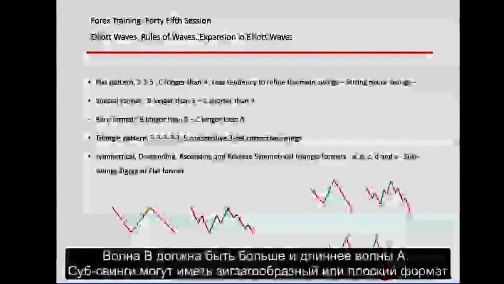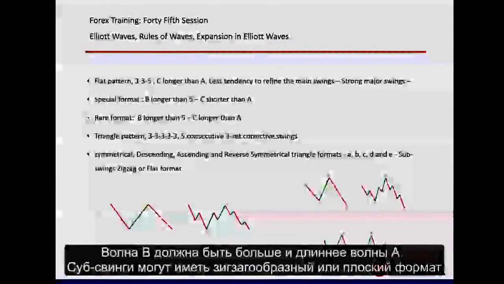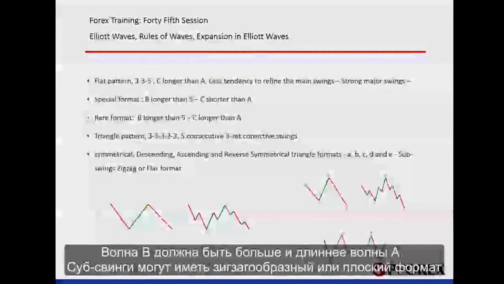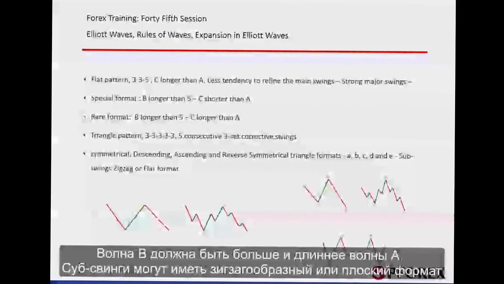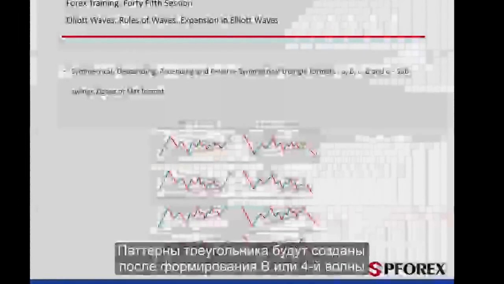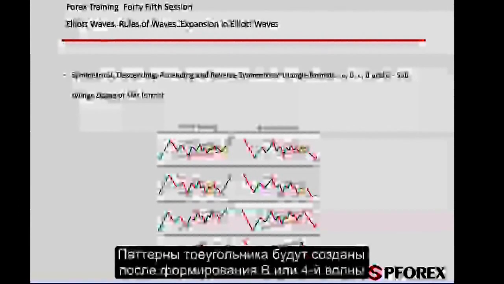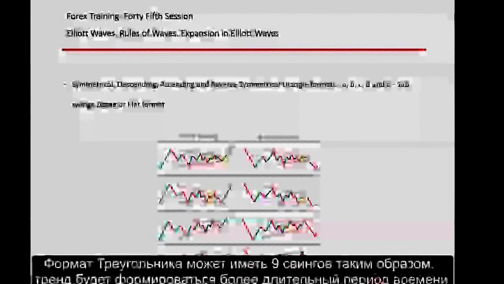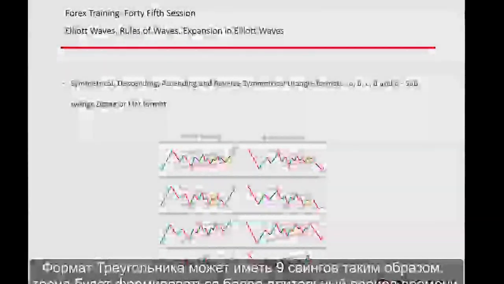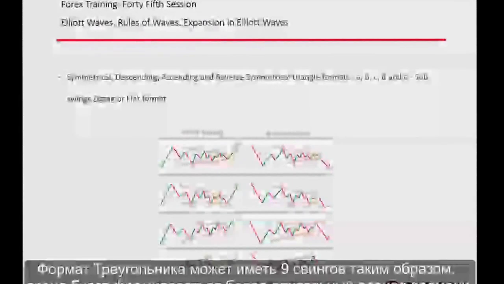Wave B must be larger and longer than wave A. Subswings can have zigzag or flat format. Triangle patterns would be created after B or the fourth wave is formed. The triangle format may have 9 swings. Thus, the trend will form after a longer time.